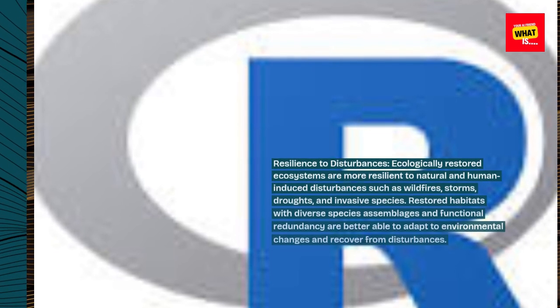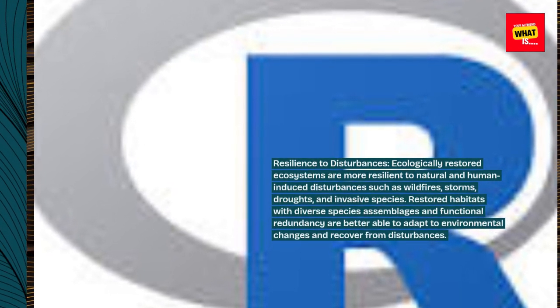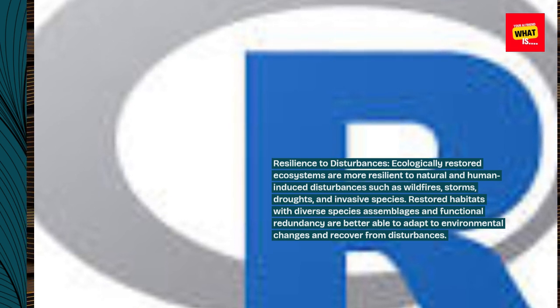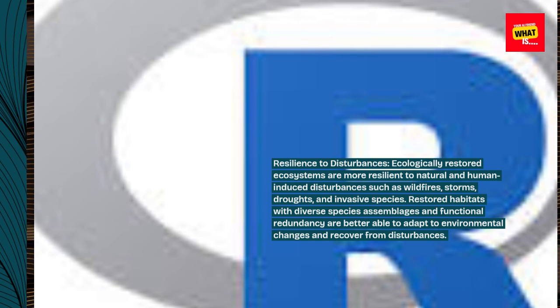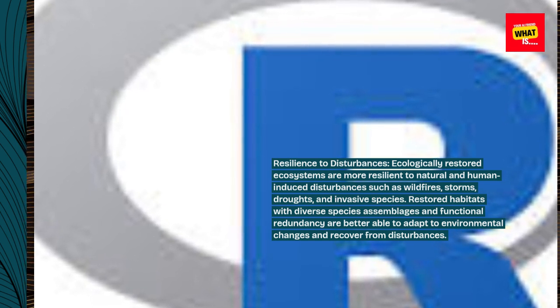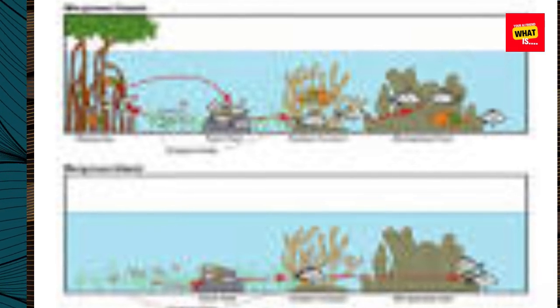Resilience to disturbances. Ecologically restored ecosystems are more resilient to natural and human-induced disturbances such as wildfires, storms, droughts, and invasive species. Restored habitats with diverse species assemblages and functional redundancy are better able to adapt to environmental changes and recover from disturbances.